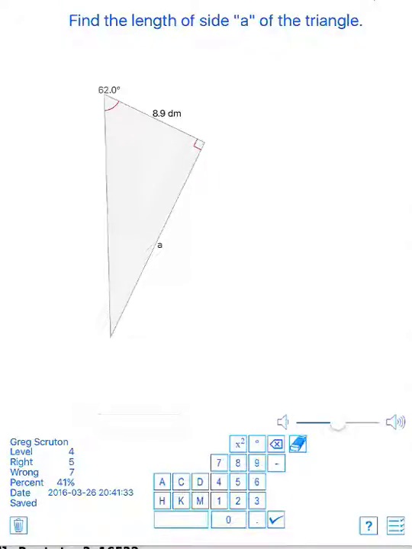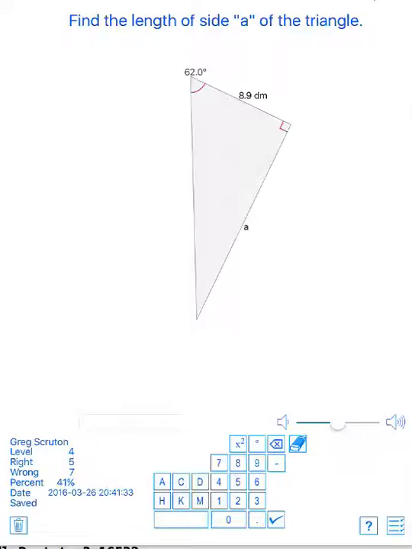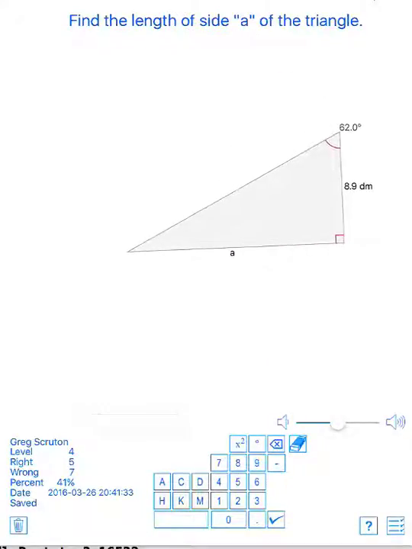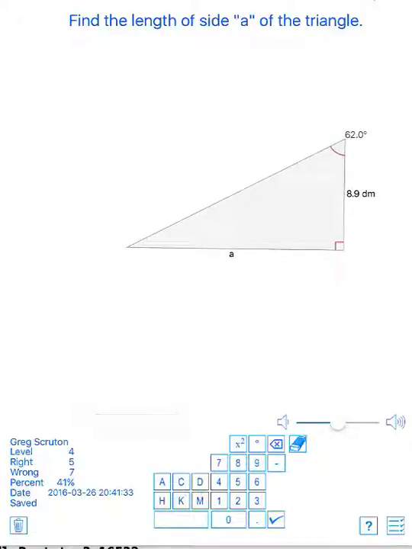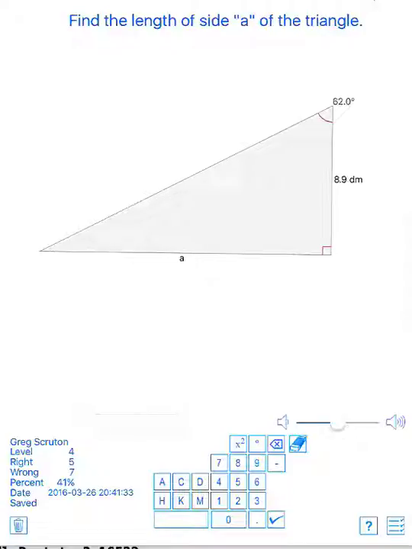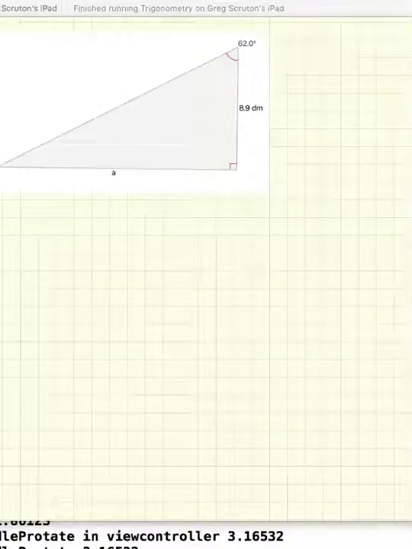I'm just going to click with 2 fingers and rotate. Okay, and then just click with 2 fingers, drag apart, spread apart to enlarge. Here's our question.